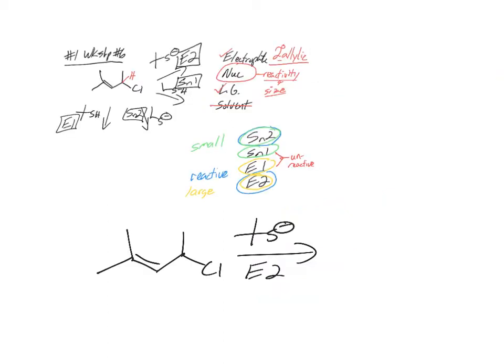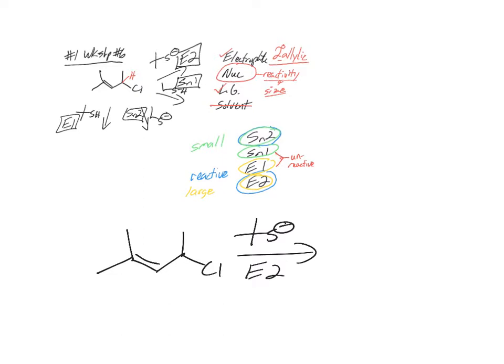All right, let's take a look at one particular example, an E2 example. So we've decided this is an E2 reaction. It's a secondary allylic electrophile. It's got a bulky reactive base or nucleophile. And we're going to do an E2. How many steps is an E2 reaction? One step, so it's concerted.